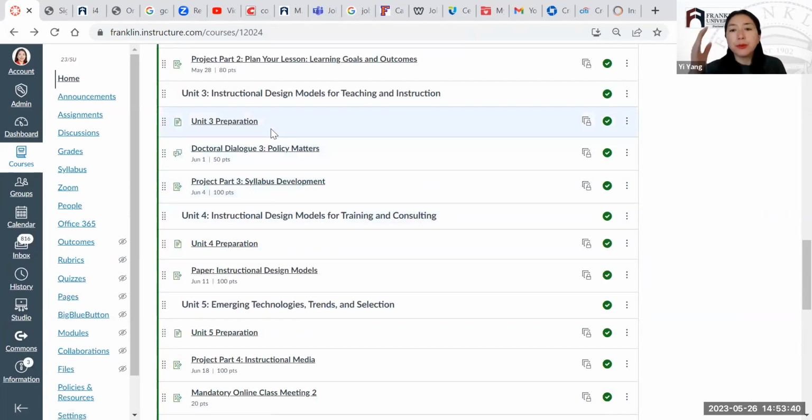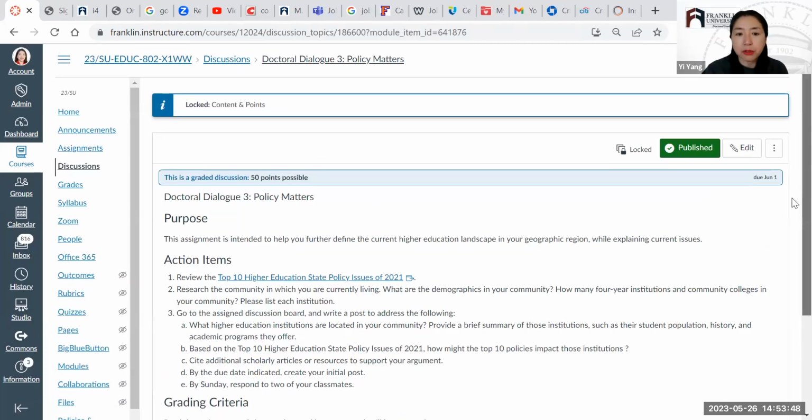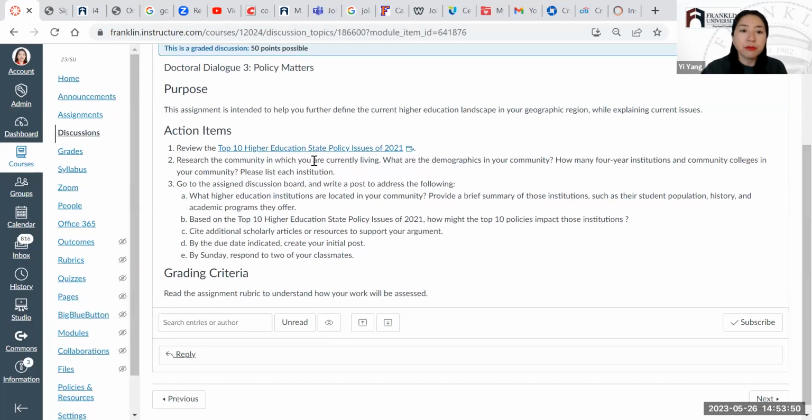Okay, now after you read all those, you have 2 assignments for week 3. First of all is the policy matters doctoral dialogue. You need to review the top 10 higher education state policies of 2021. Of course, this is what we have in 2021. If you came across more updated policy issues, please share that in your post so that everyone can see.